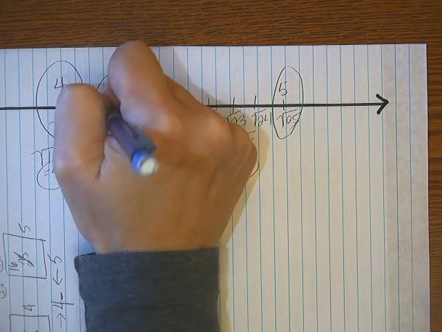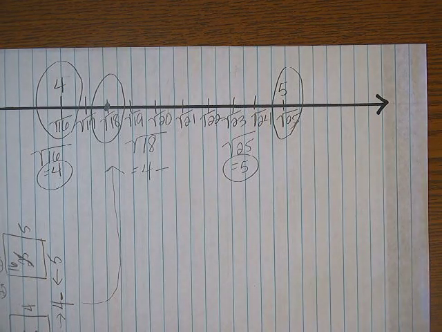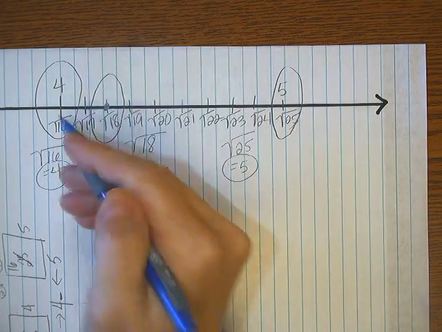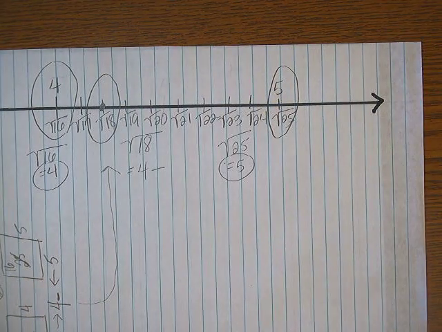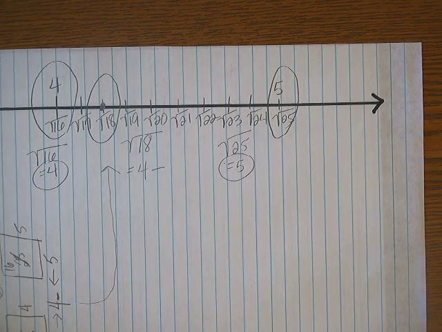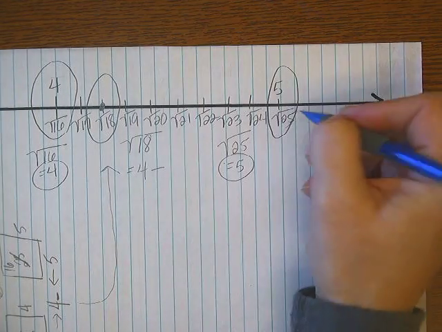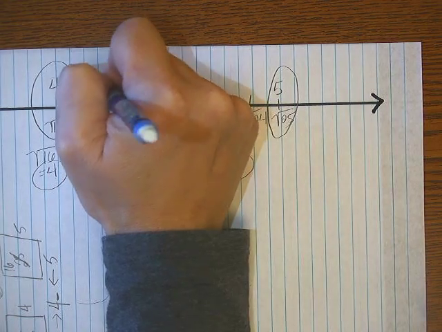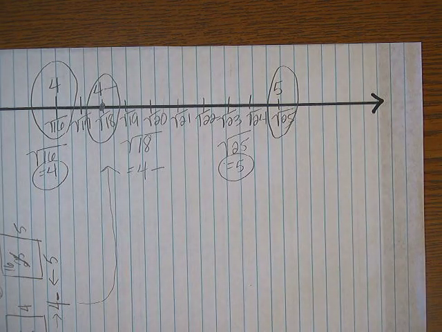So this and this are my perfect squares that I know the answers for. And I know that this one right here is what I'm trying to find. So I want to know, what is this worth? What is that? It's going to be bigger than 4.